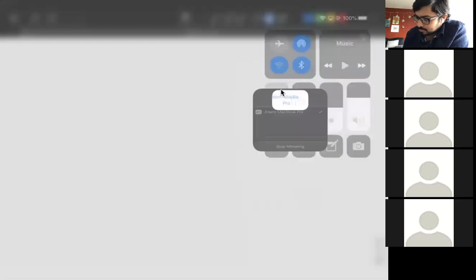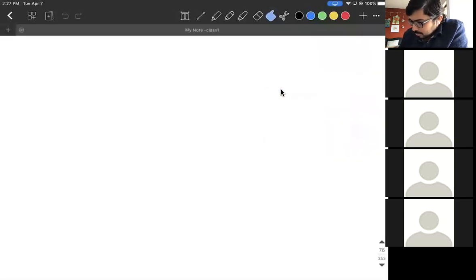My computer, then let's see, share screen. So far, so good. Now, okay, good. Today it connected without any hassle. That's the good thing.